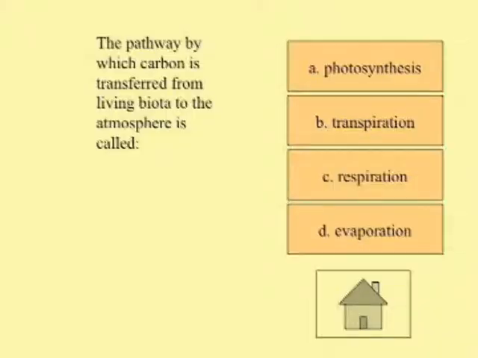All right. Cycles for 500 points. The pathway by which nitrogen is transferred from living biota to the atmosphere is called, and the answer is respiration. Very, very good.